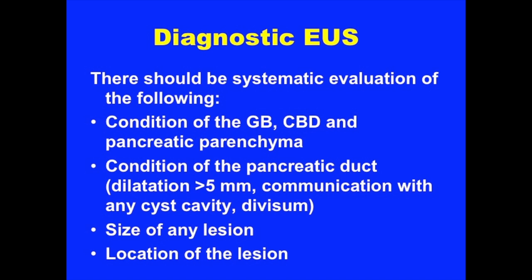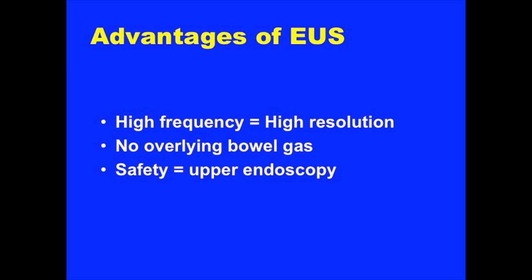When we do EUS, you get more for your money than you're used to because you get an evaluation of the condition of the gallbladder, the common bile duct, the pancreatic parenchyma, and the duct. We're also looking at changes which may tell us about cystic neoplasms, like dilation greater than 5 millimeters, whether cysts communicate, and we do fairly well at the diagnosis of divisum. Any lesions, of course, that we find would undergo fine needle aspiration.